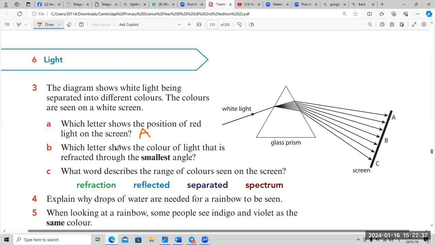Question b: which letter shows the color of light that is refracted through the smallest angle? Letter A. Question c: what word describes the range of colors seen on the screen? Spectrum.